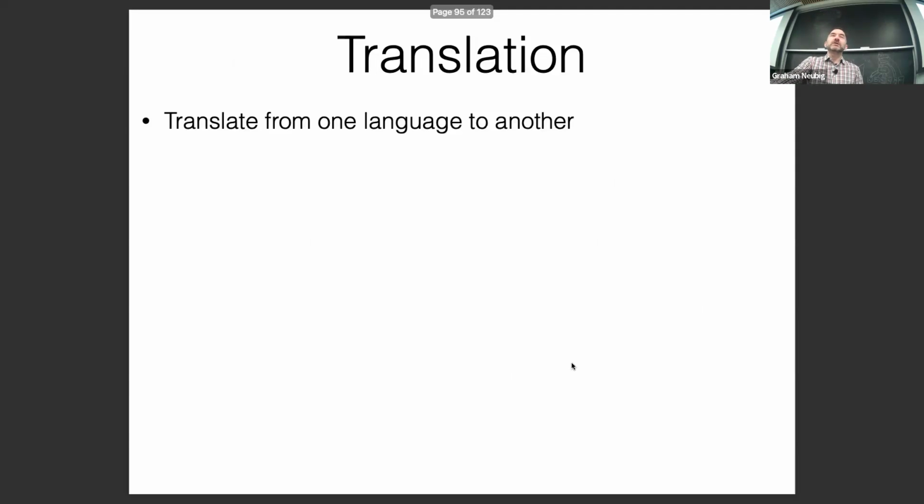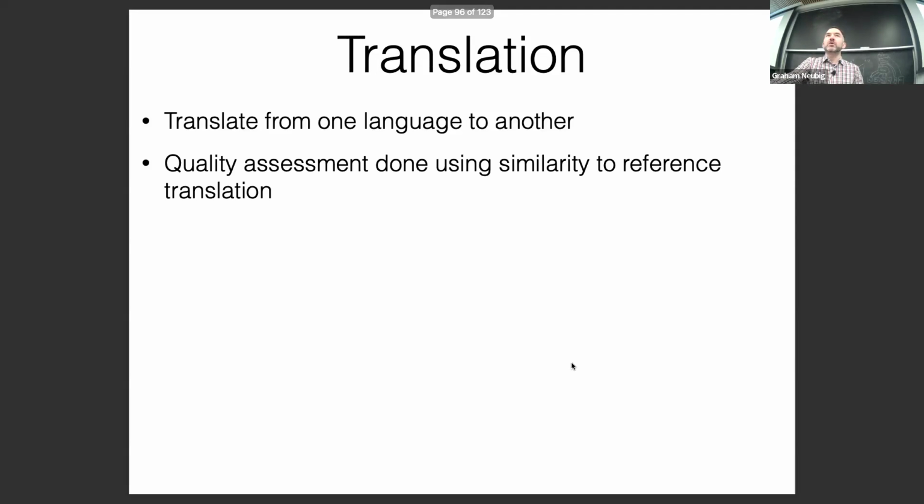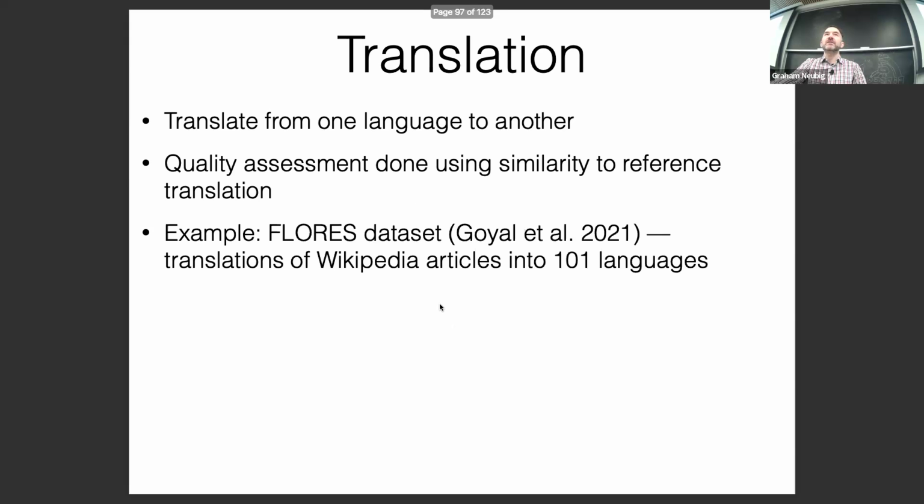Translation. I don't really need to talk that much about it. It's translating from one language to another. For both translation and summarization, evaluation is kind of tricky. I'll talk about this in the future, but basically you assess quality based on similarity to some sort of reference using things like BLEU score or neural metrics.